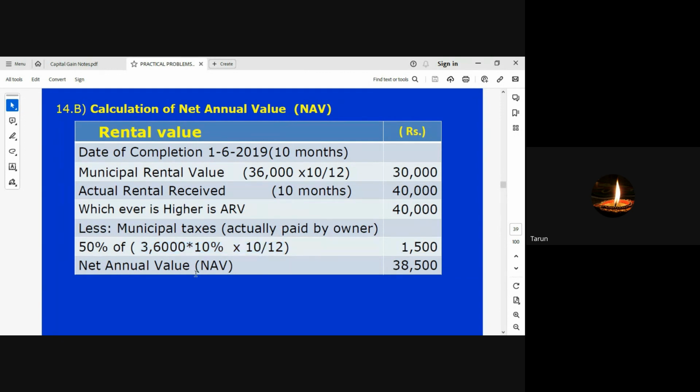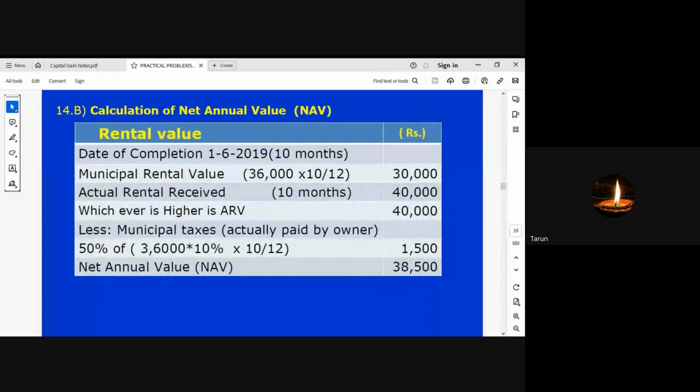Right, 50% of 3,000 comes to 1,500 rupees. So once we deduct the municipal taxes amount from the annual rental value, that is 40,000, the net annual value is 38,500 rupees. This is how to calculate the values.